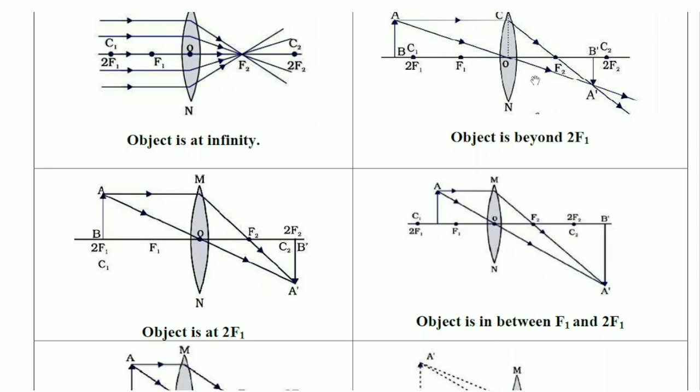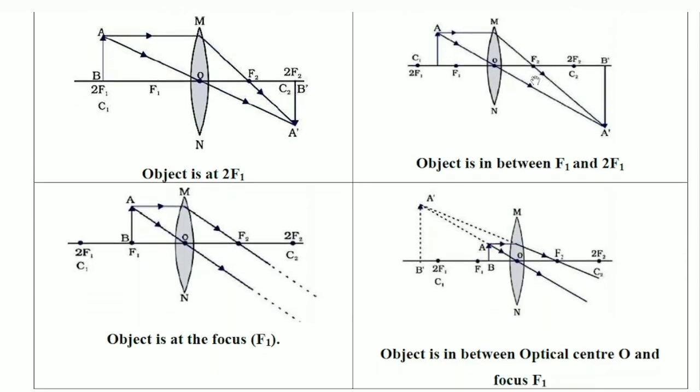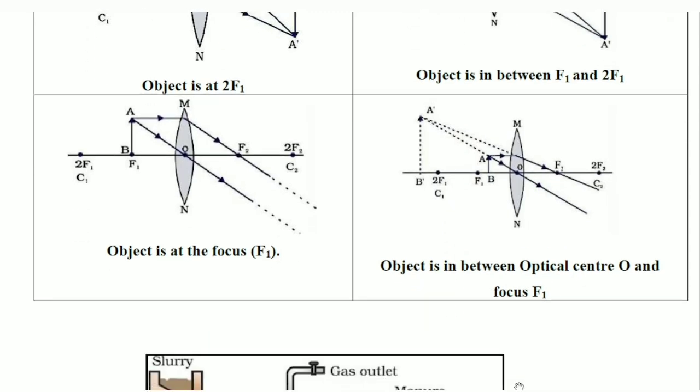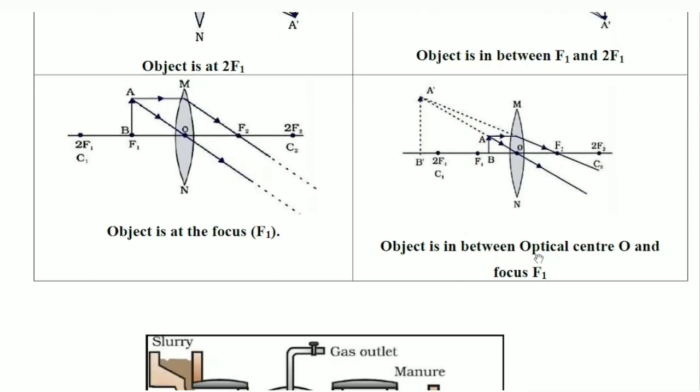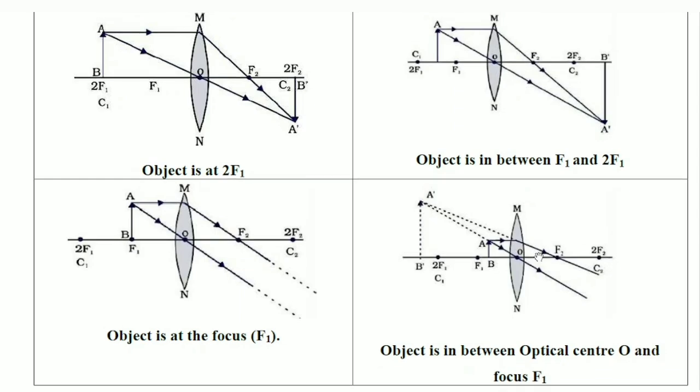See here also, when the object is at 2f, here when the object is between F1 and 2F1, and here when the object is at focus, see the image. And here when the object is between optical center and focus, what is the nature of the image? It is a virtual image and it is a big image compared to the object. Why? Because it is virtual, meaning the image is formed on the same side and cannot be caught on a screen. So these are all the things you have to learn.